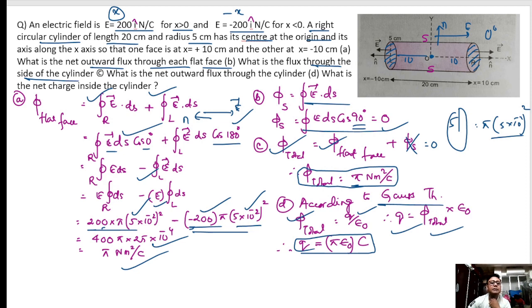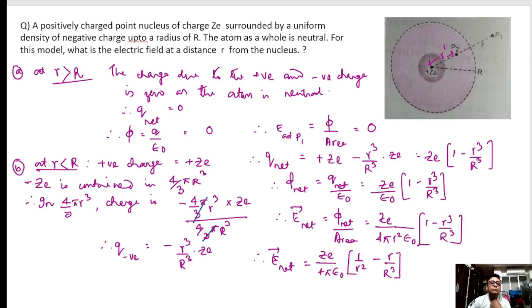Next, friends, let's see another sum. A positively charged point nucleus Ze, this is Ze, positive charge, surrounded by a uniform negative charge. So these are all negative charges, of radius R. The whole atom is neutral. That means total positive charge and total negative charge is 0.